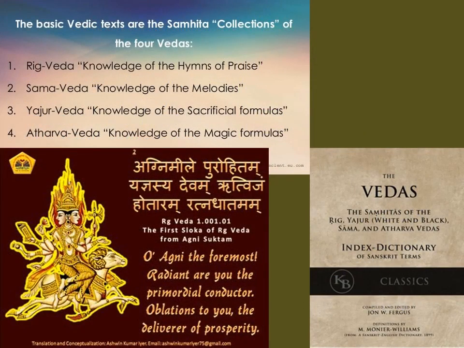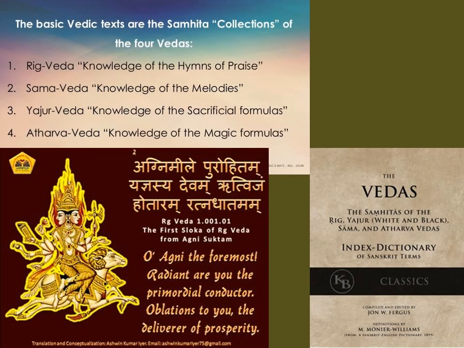So the Samhitas, the basic Vedic texts, are the Samhita collections of the four Vedas. The Rig Veda, also known as the knowledge of the hymns of praise. The Sama Veda, knowledge of the melodies. Yajur Veda, knowledge of the sacrificial formulas. Atharva Veda, knowledge of the magic formulas. So basically like mantras.